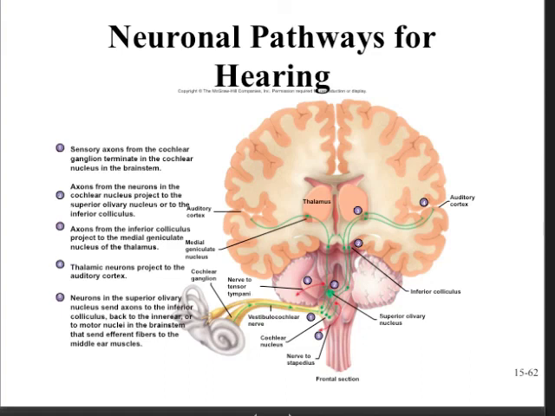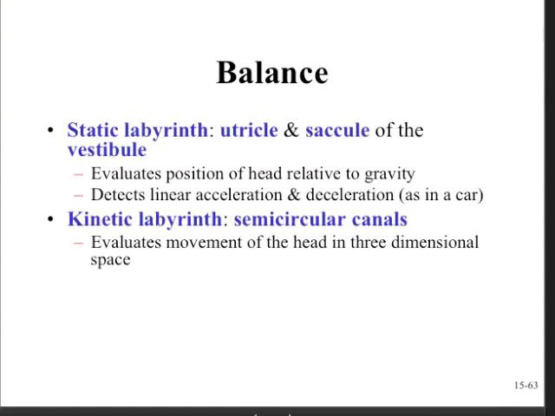Okay, the next set of organs in the inner ear we want to talk about are those that deal with our sense of balance. The static labyrinth is made up of the utricle and the saccule in the vestibule, and they evaluate the position of your head relative to gravity and detect linear acceleration and deceleration, just as you would be able to pick those up in a car if you were to go from a stop to a steady velocity, or if you were to suddenly put on the brakes. You would pick that up as a change in the rate of movement, and then what would happen is that you would feel sensation as a force.